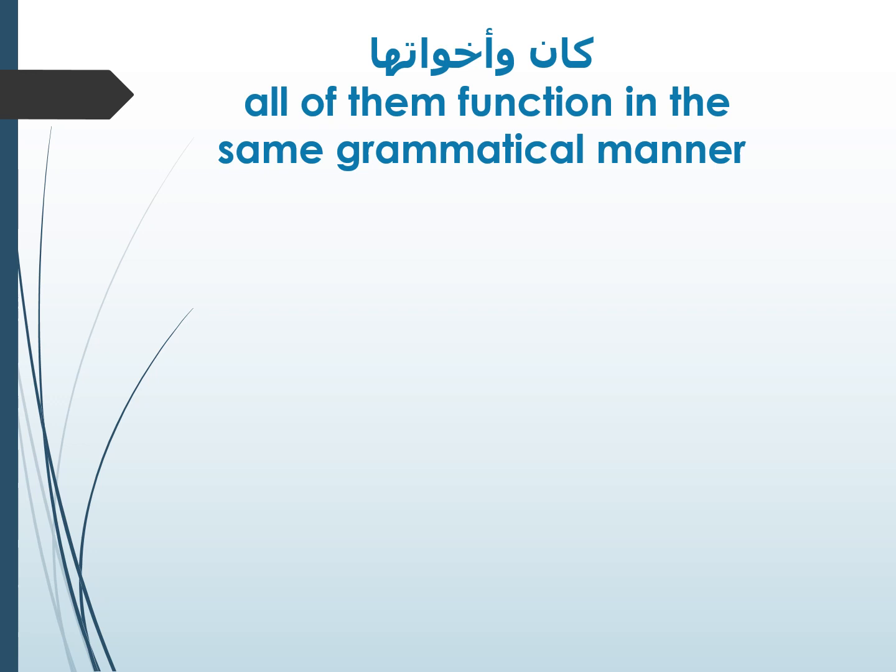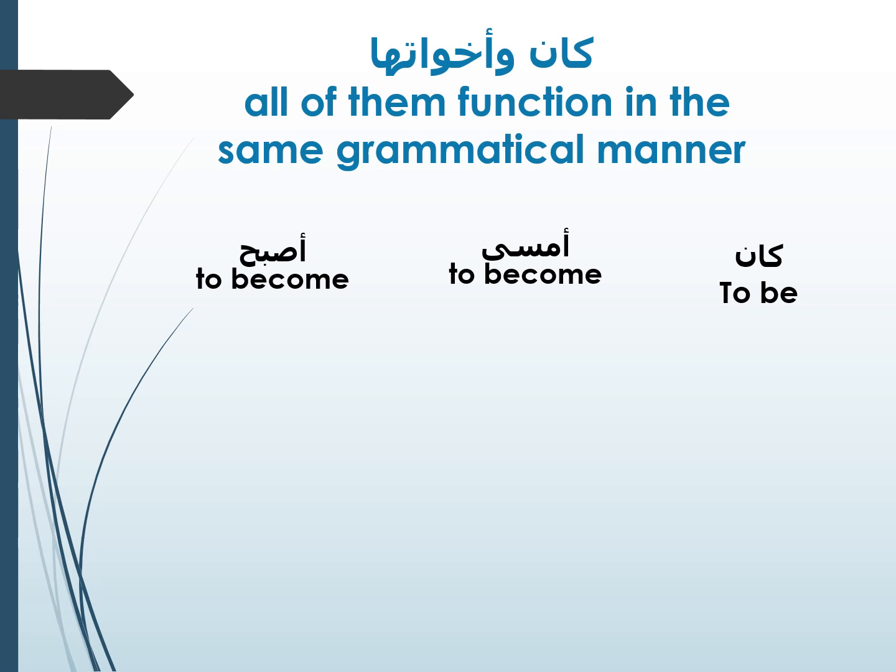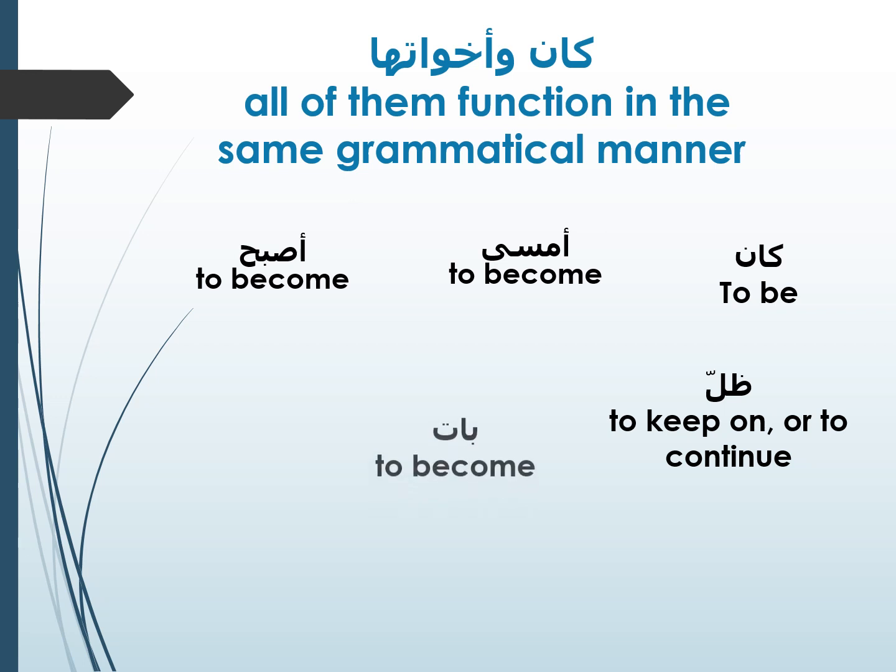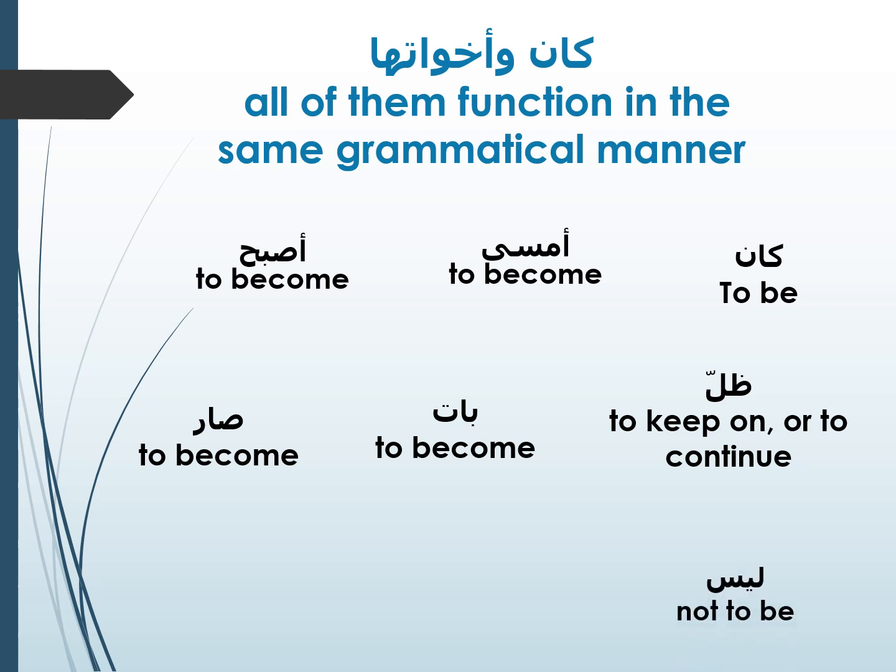كان وأخواتها: كان، أمسى، أصبح، ظل، بات، صار، ليس، ما زال. All كان وأخواتها function in the same grammatical manner. So all of them function the same.